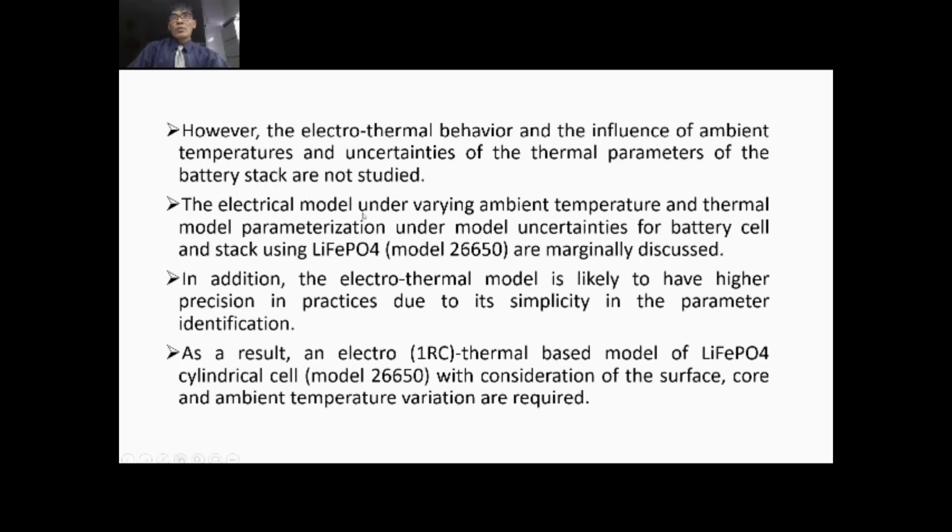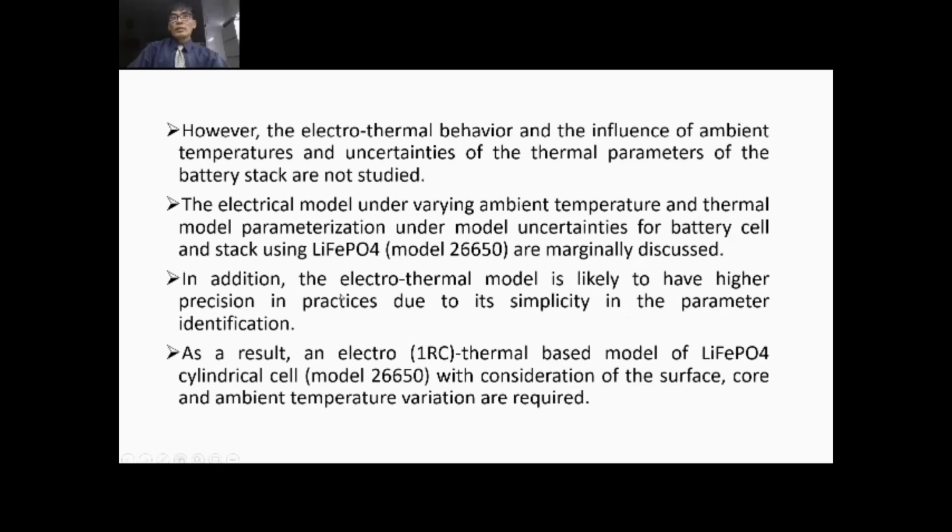The electrical model under varying ambient temperatures and thermal model parameterizations under the uncertainties for battery cell and stack using the lithium-ion phosphate model, the 26650, are marginally discussed. So that forms the part that we are going to discuss today.